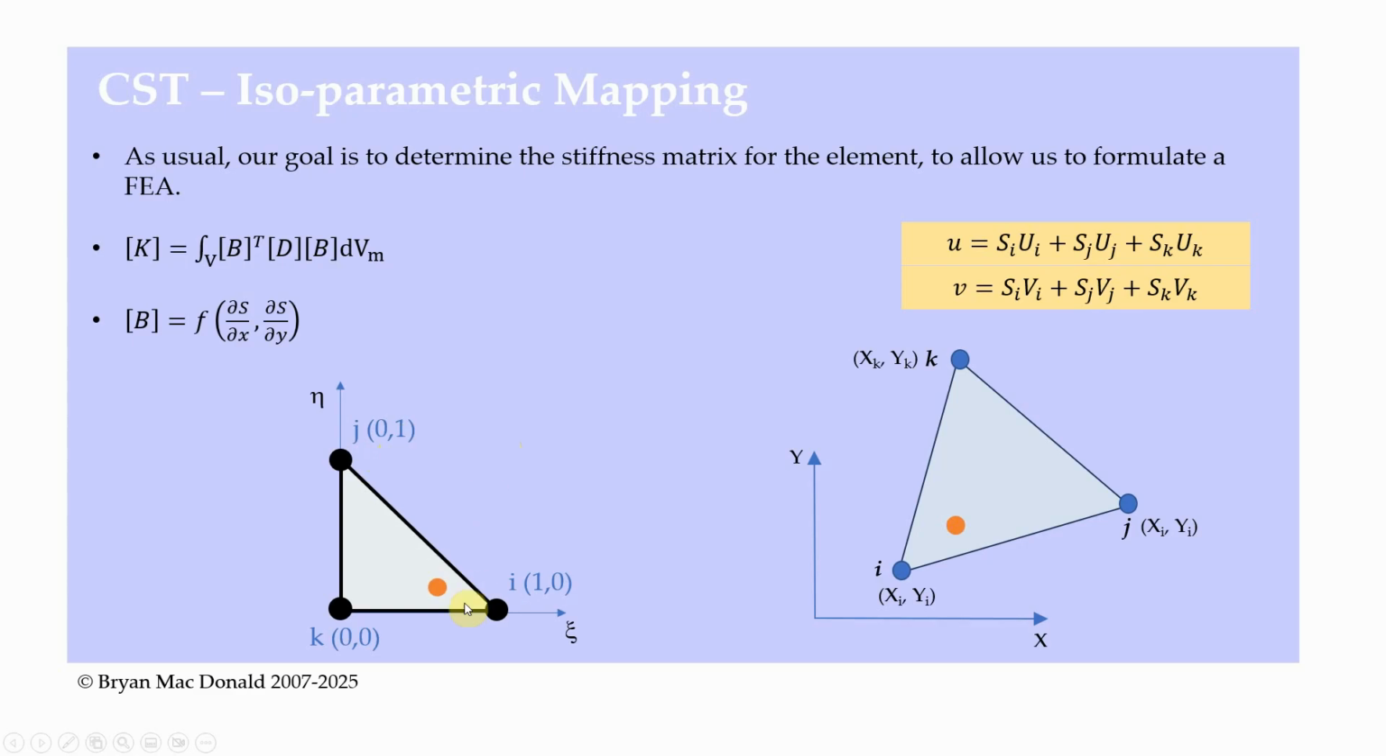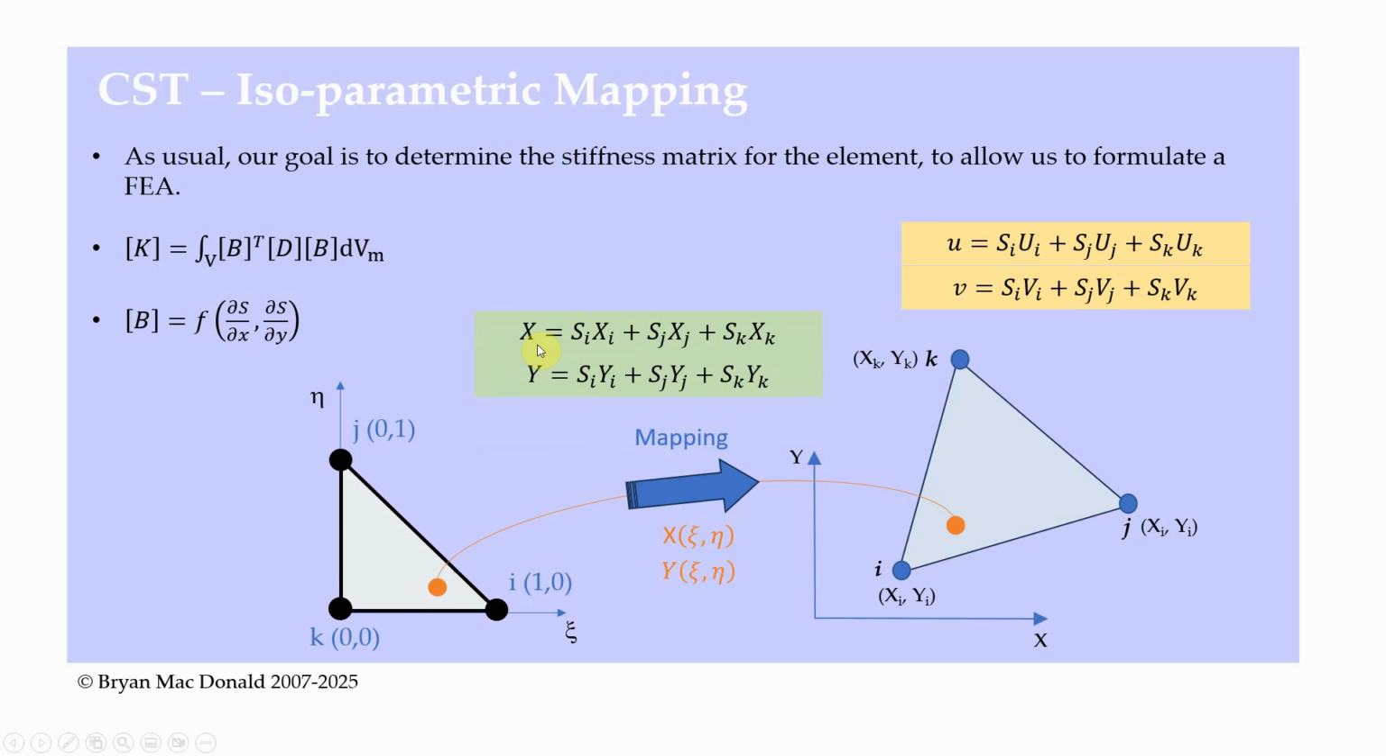So what we're trying to do now is map a point on our template element into a point in physical space, in the xy space. So again, that's our mapping here. We're taking that point in eta neta space and mapping it over to xy space. So x will be a function of eta and neta, and y will also be a function of eta and neta.